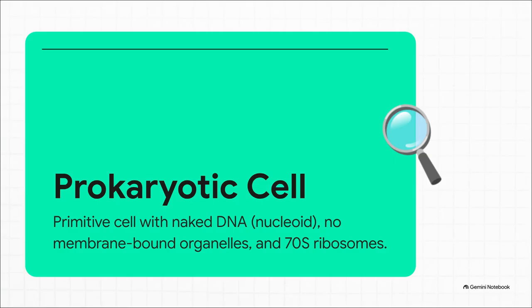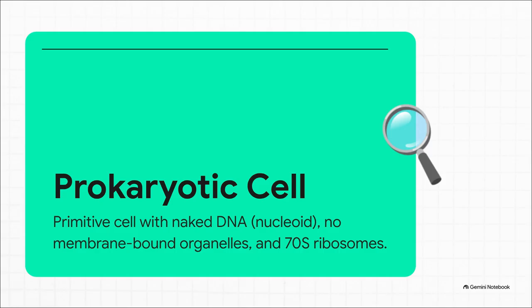Let's follow Carl Woese's lead and zoom all the way down into that first massive microscopic grouping, the bacteria. Now, before we look at their diversity, we have to understand their basic building block. Kingdom Monera is made entirely of prokaryotic cells. Think of a prokaryote as a kind of primitive or poor cell. It lacks a true nucleus.